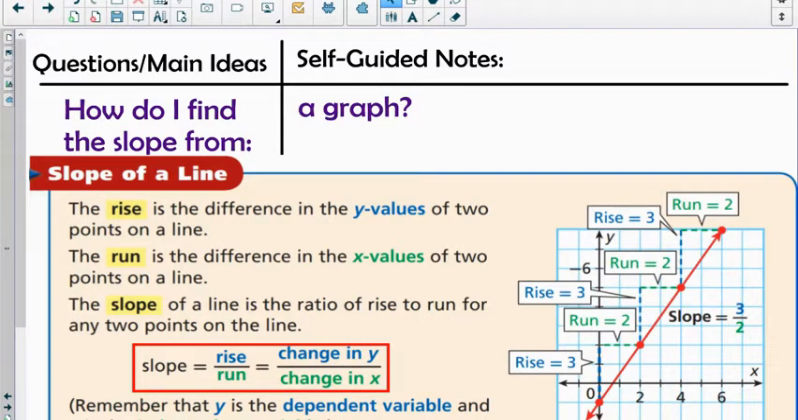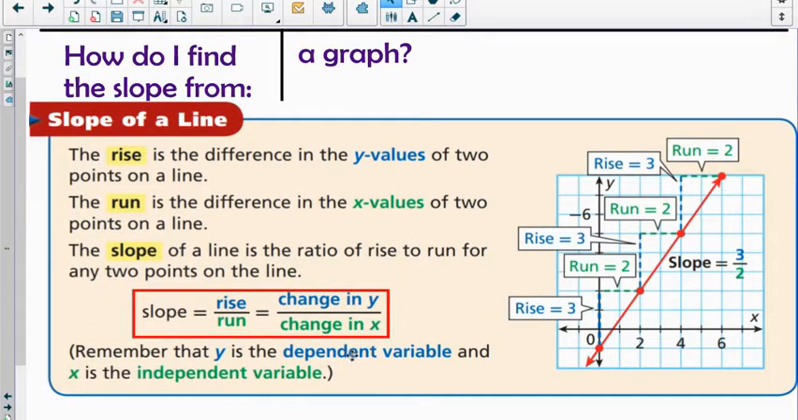So let's take a look at how to find the slope when you have a graph. Here we have a lot of information. I'll try to break it down for you. Probably the most important thing on this screen is in the red box. If you're recording notes and writing things down, this would be what you want to write down for how do you find slope from a graph. Slope can be calculated by taking the rise of the line and dividing it by the run of the line.